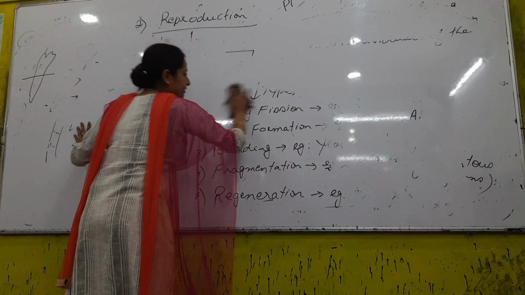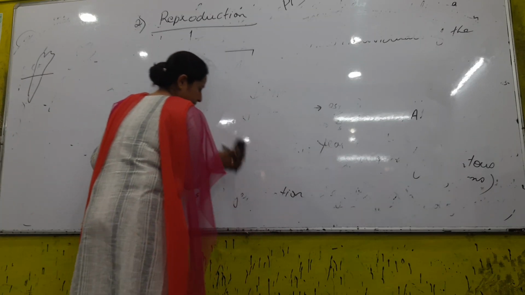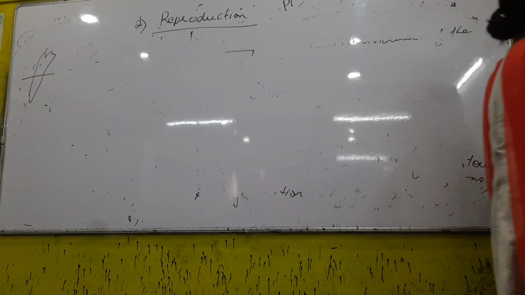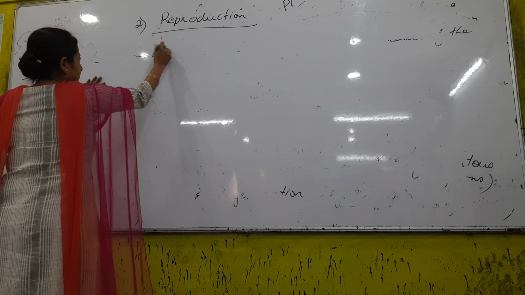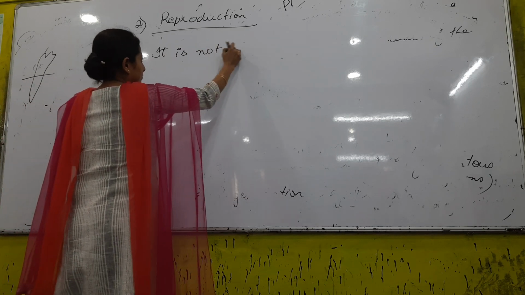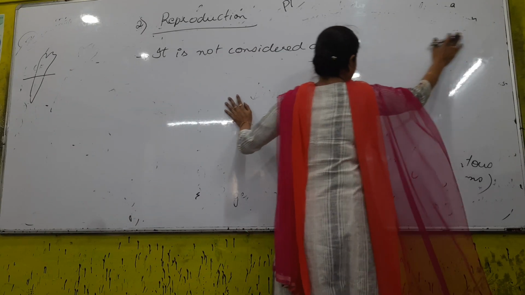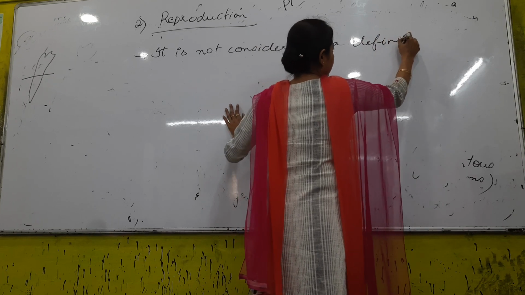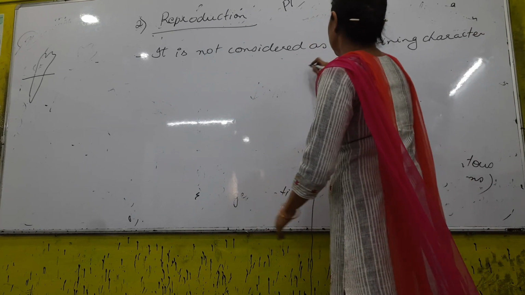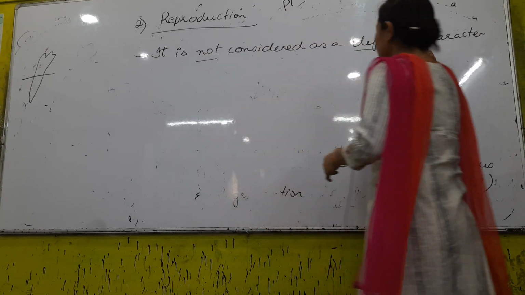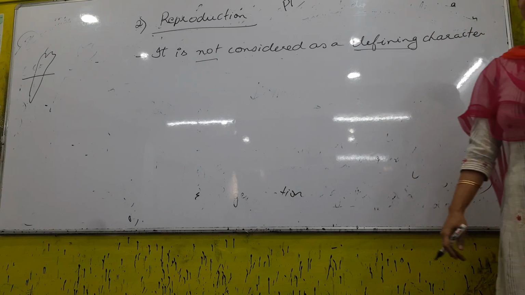Next, we'll continue with reproduction. A sentence: reproduction is something that is seen only in living organisms. It is seen in non-living also.